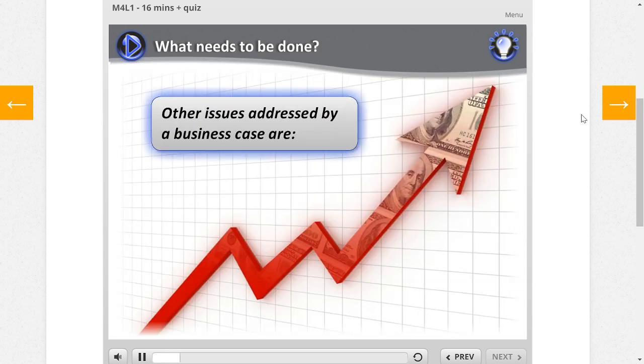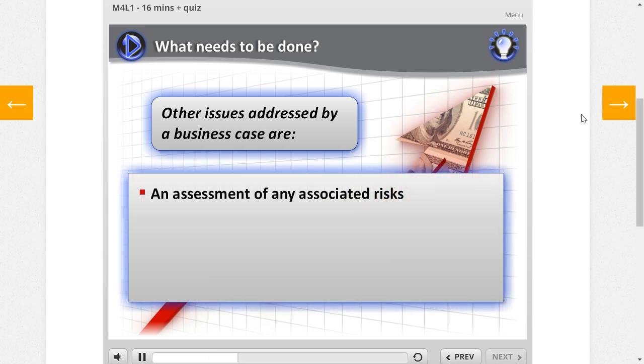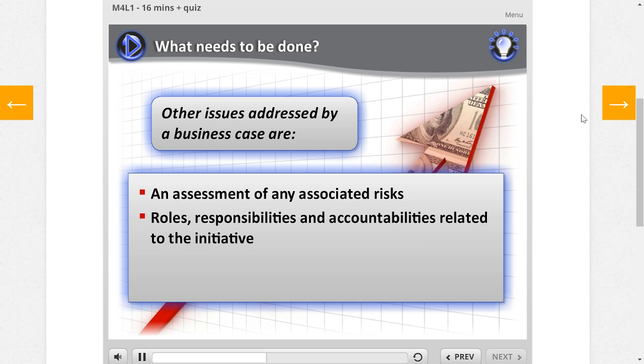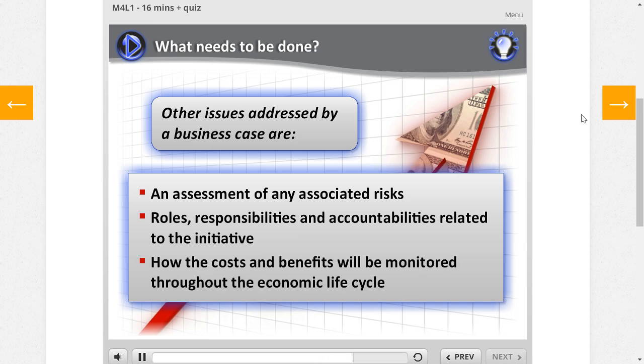Other issues addressed by a business case are an assessment of any associated risks, roles, responsibilities, and accountabilities related to the initiative, who will do what, how the costs and benefits will be monitored throughout the economic life cycle.